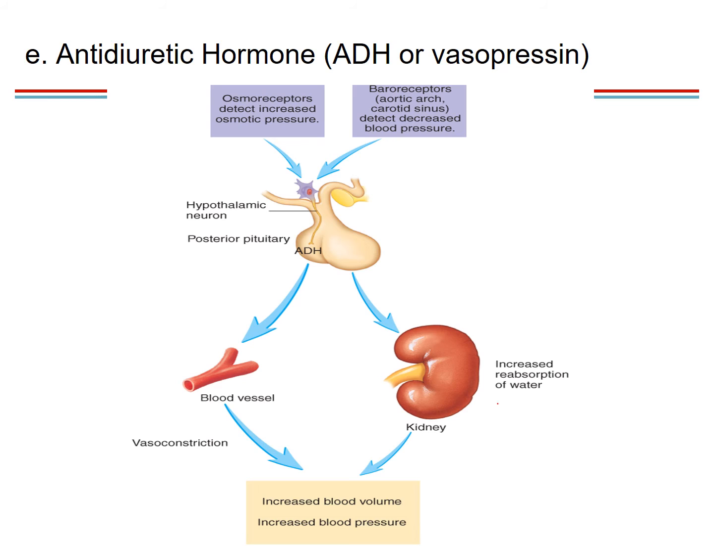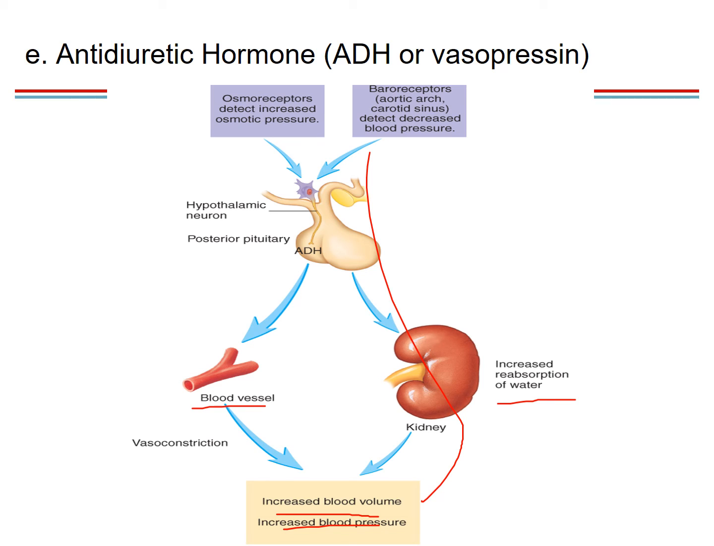Okay, so here we have increased water reabsorption within the kidneys. But then this is also the vasopressin part because it constricts the blood vessels. All right. And so the increased water intake and decreased urine formation are going to be a result of the increase in ADH. And this is going to then increase blood volume and also increase blood pressure.